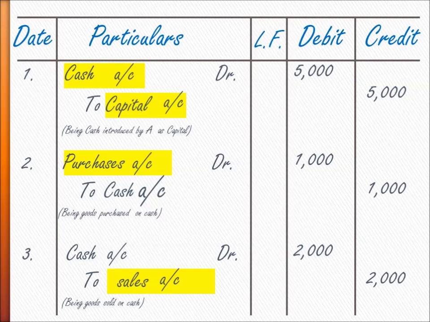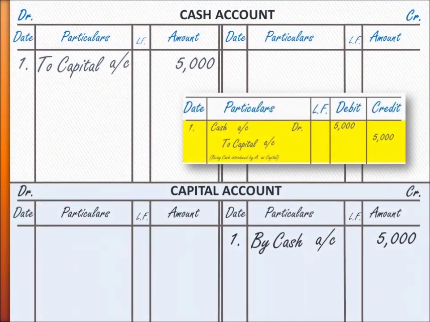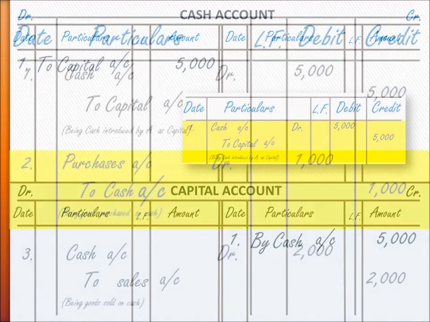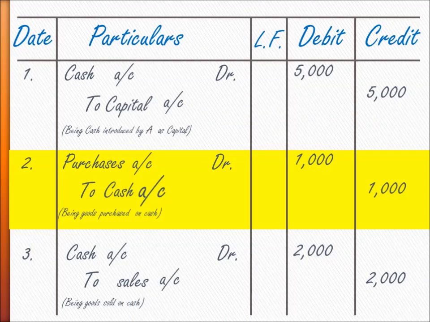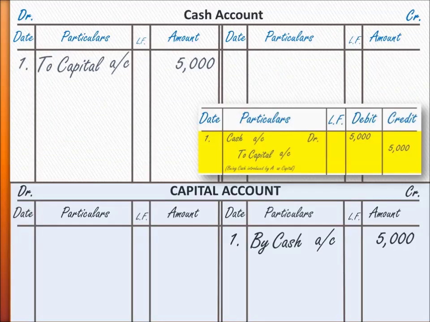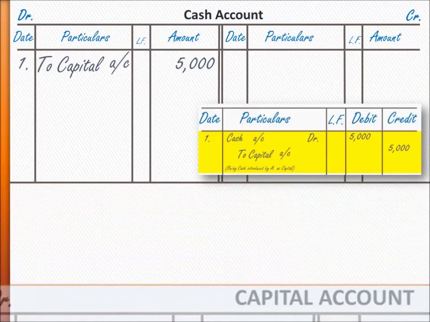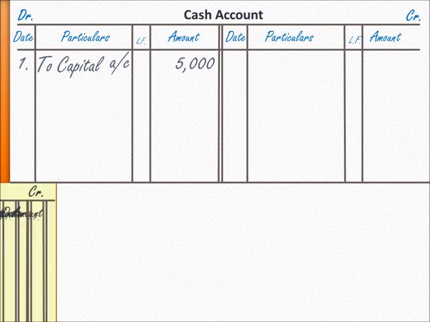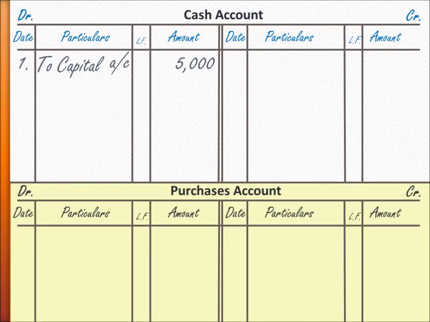And then we started ledger posting. We completed the first journal entry, cash account debit to capital account. Now I'm going to take up the second journal entry, and the journal entry is purchases account debit rupees 1,000 to cash account. So we'll have to open the purchases account. Come to the purchases account, I mean to say the ledger of purchases account. And cash account we have already opened.